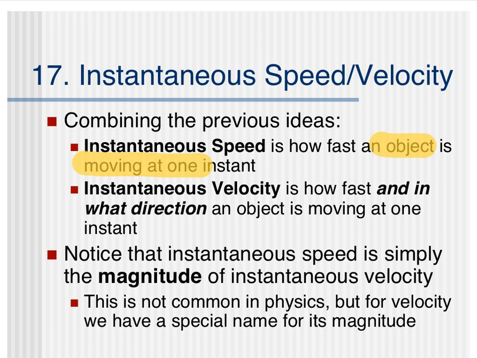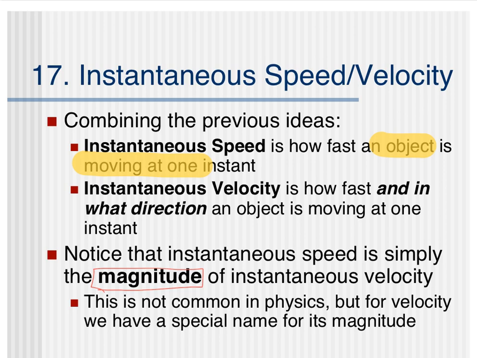Going back to the idea of magnitude for a second, we could say that the instantaneous speed is simply the magnitude of the instantaneous velocity. If you remember when we were talking about magnitude before, we said that when we were talking about vectors, and we use that word magnitude, it means simply the number without the direction.